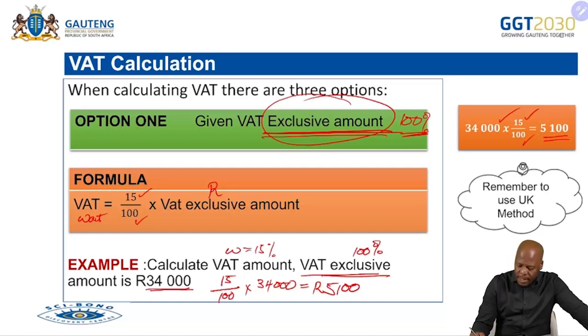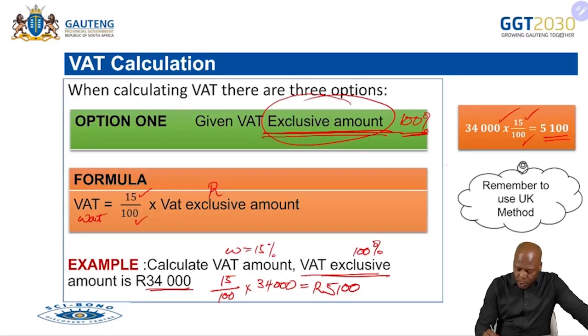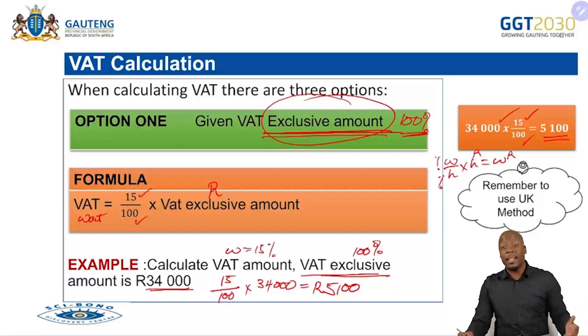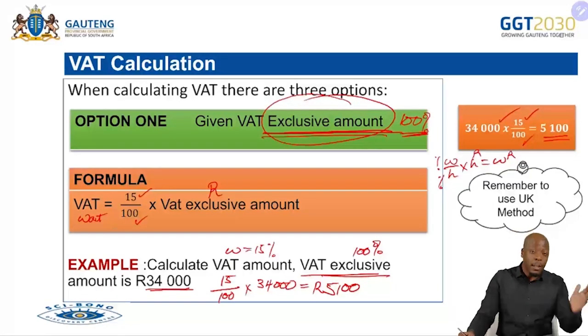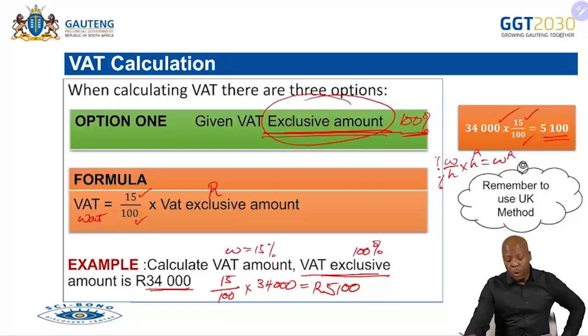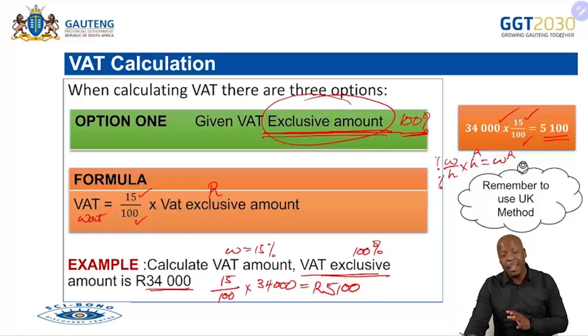Remember the UK method. The UK method simply is to say what you want over have, multiplied by have, gives you want. This is the UK method. So the want has to be a percentage, the have has to be a percentage, and the have here has to be rands. And the answer here becomes rands. This is the method that I'm going to be using during today's lesson. All right. So you need to understand this particular method, because I'm going to be relying on this method to calculate most of my figures.